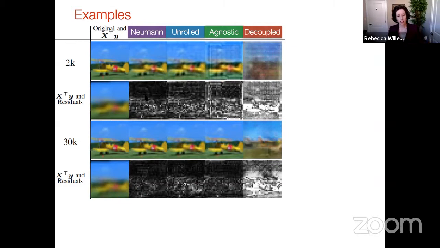And so what we can see is that for all sample sizes, the Neumann networks are giving fewer artifacts and smaller errors, but that this is especially clear when we have small numbers of samples, which was our target from the beginning. And methods, especially like the agnostic and decoupled methods that don't account for the forward model X during the training, really suffer when we have small numbers of training samples.